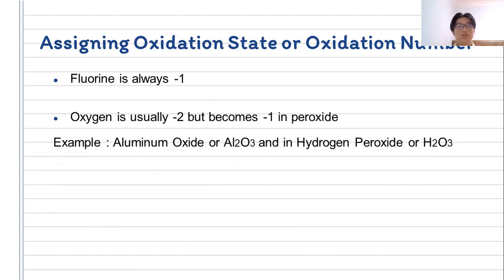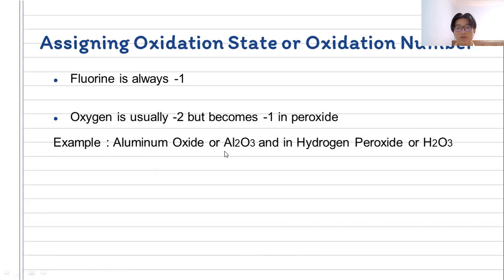The last rule is oxygen is usually -2, but it becomes -1 in peroxide. For example, in aluminum oxide, Al has the charge of +3. So +3 times 2 is +6. To make this neutral compound 0, we need -6. So -6 divided by 3 is -2, right? So oxygen is usually -2, right?